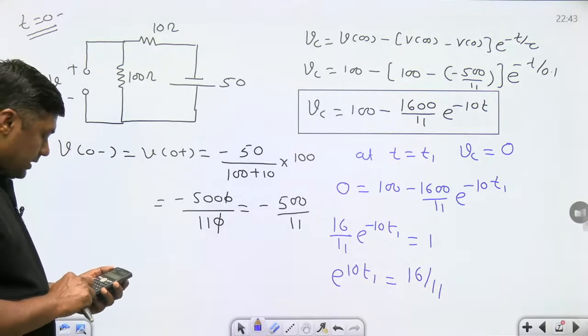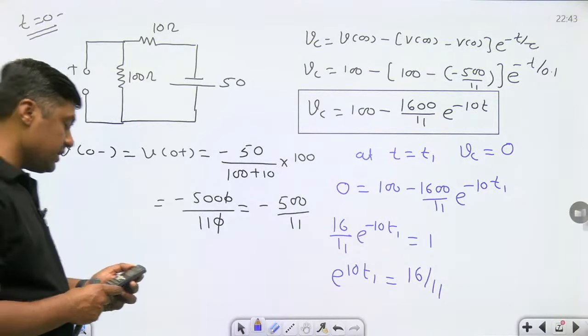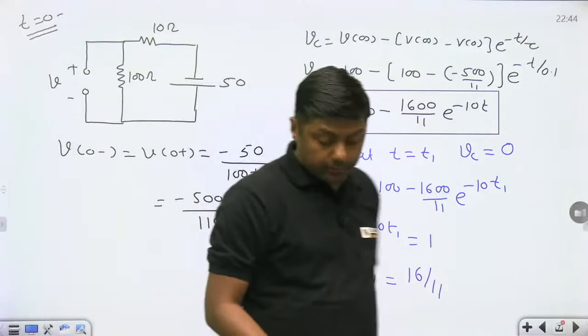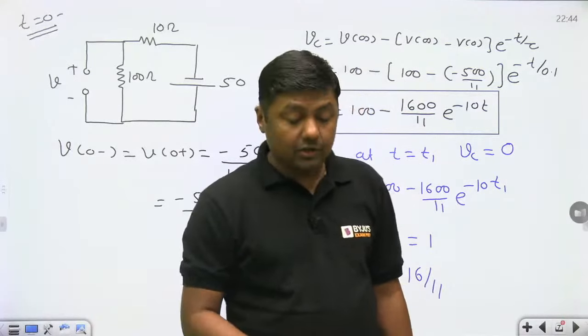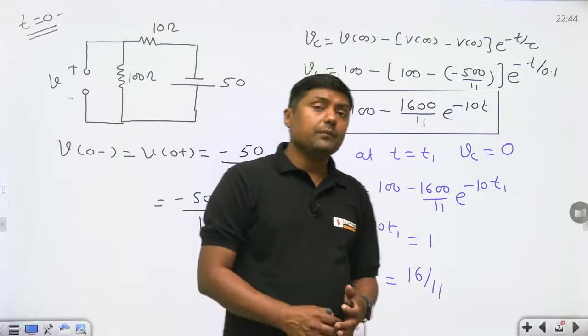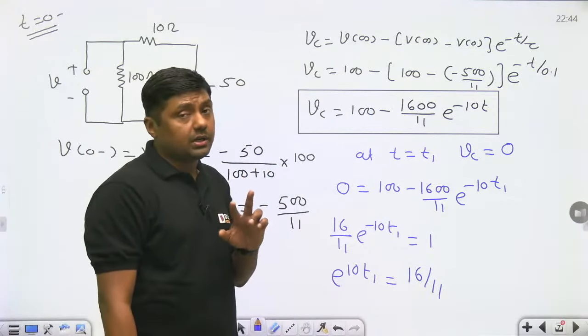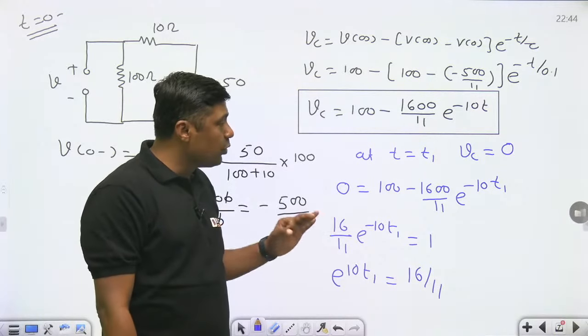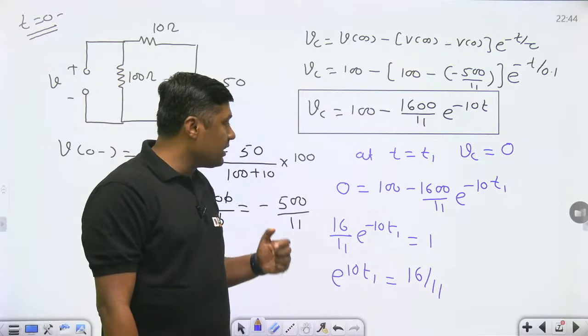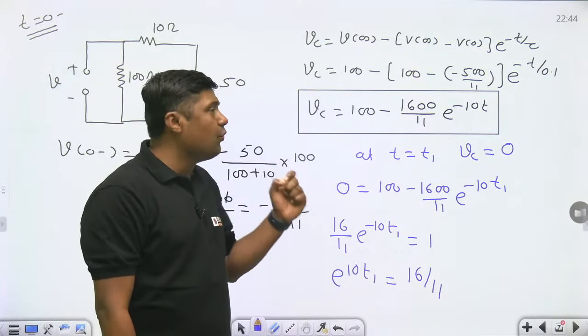Yes, 1 by 10. So we are getting nearly equal to 0.03. Good. 0.037. 0.037 up to 2 decimal places. So approximately what? 0.037 means we can write 0.04.